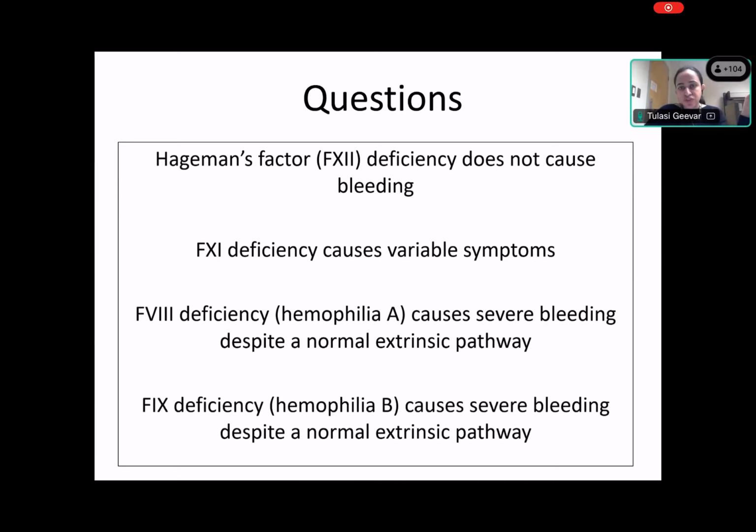Hageman factor, the factor 12 deficiency, does not cause bleeding. Factor 11 deficiency causes variable symptoms, while hemophilia A and B, which is deficiency of factor 8 and 9, cause severe bleeding symptoms despite having a normal intact extrinsic pathway. Let's try to answer these questions in the upcoming slides.